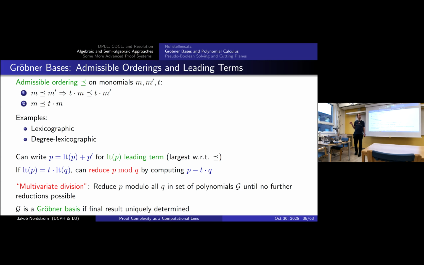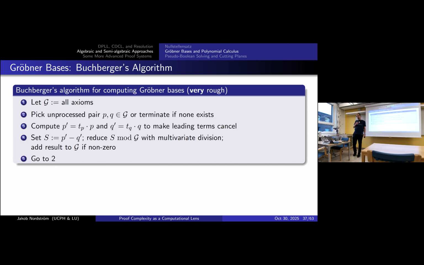However, we say that a set of polynomials G is a Gröbner basis if this algorithm that I'm describing to you by vigorous hand waving is guaranteed to give a uniquely determined final result. How do you compute a Gröbner basis? You can use Buchberger's algorithm, which is a very rough description.